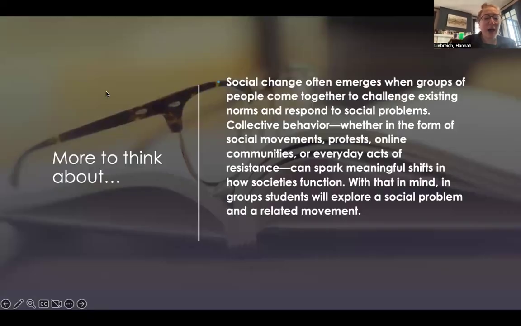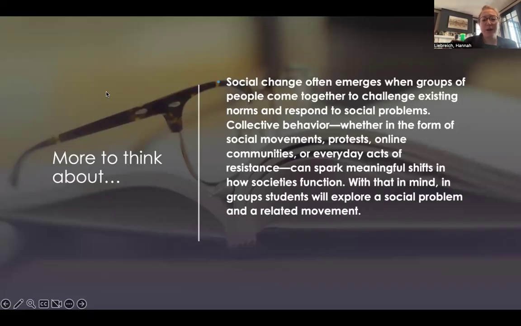All right. And then I had wanted us to do a sort of discussion, possibly small group discussion, about collective behavior and social movements. Obviously, we're not going to do that today. So I'll just go over some things to continue thinking about. Social change often emerges when groups of people come together to challenge existing norms and respond to social problems. Collective behavior, whether in the form of social movements, protests, online communities, or everyday acts of resistance, can spark meaningful shifts in how societies function.